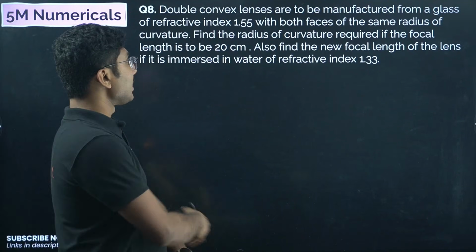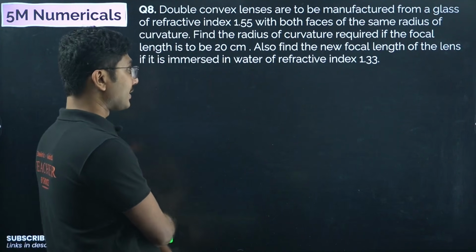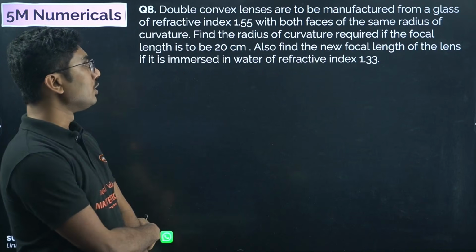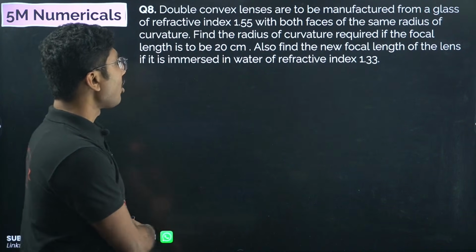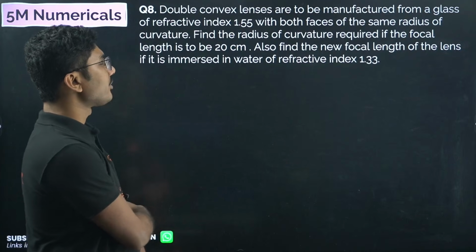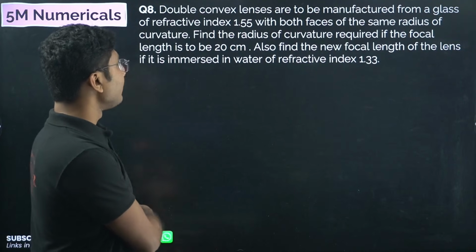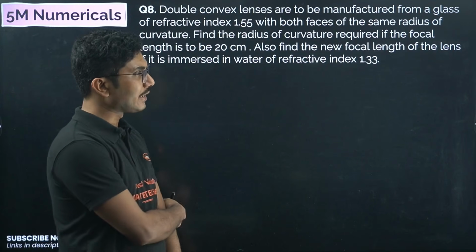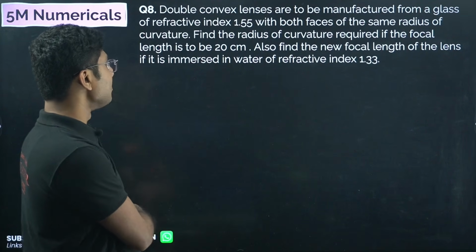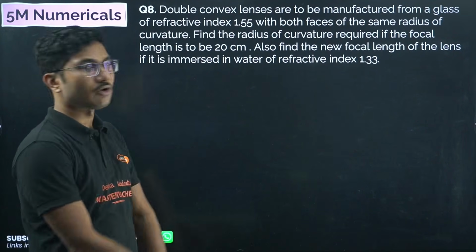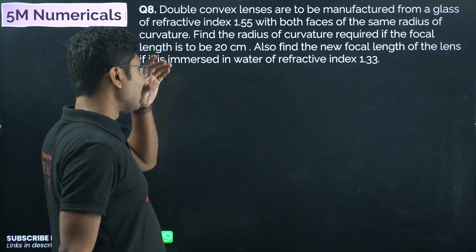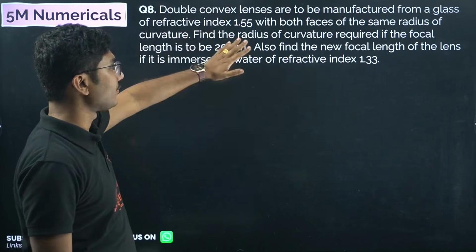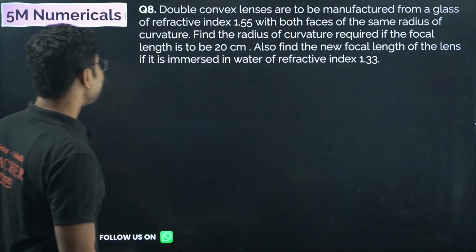A double convex lens is to be manufactured from a glass of refractive index 1.55 with both faces of the same radius of curvature. Find the radius of curvature required if the focal length is to be 20 centimeter. Also find the focal length of the lens if it is immersed in water of refractive index 1.33. Okay, so how to do that? First of all, we have to find the radius of curvature required. So what is given here?